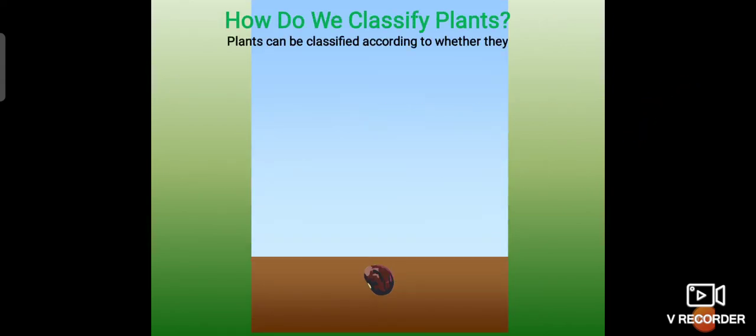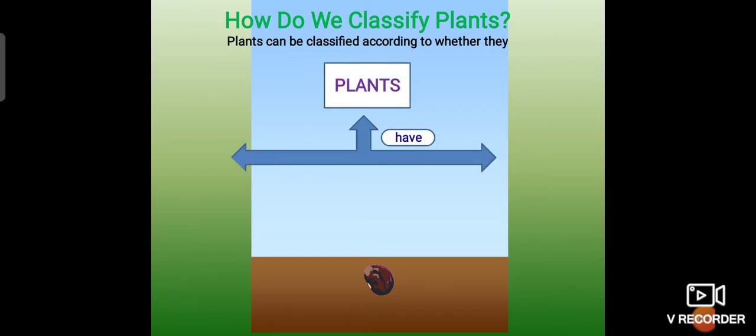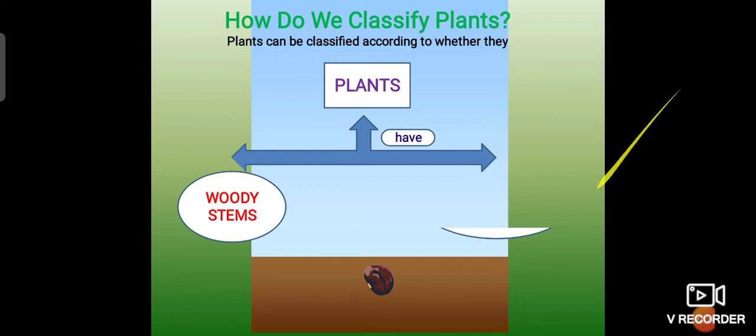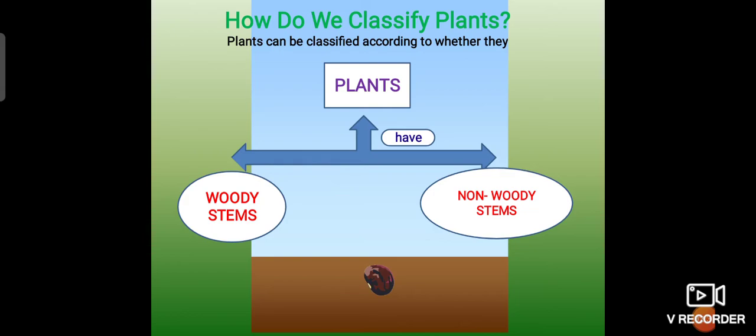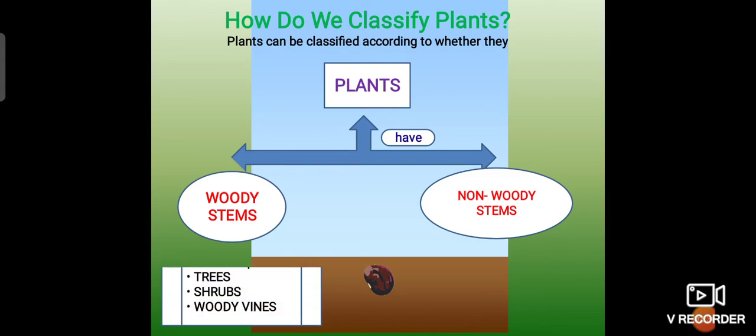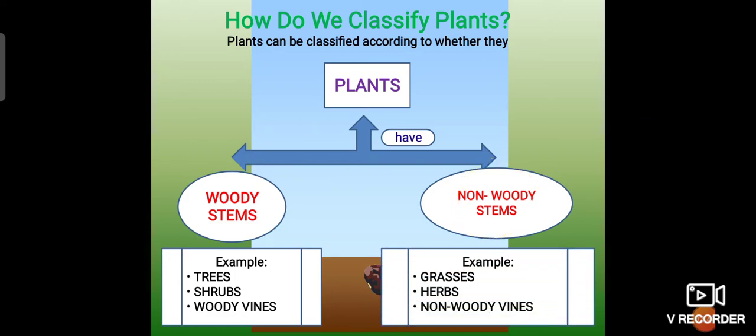Now, how do we classify plants? We find the similarities between them. First, we will learn how to classify plants based on the stem they have. Based on the stem, we classify plants into two: woody stems and non-woody stems. We already learned about this. It's just a short review, take a look. Woody stems are found in trees, shrubs, and woody vines. Non-woody stems are found in grasses, herbs, and non-woody vines.